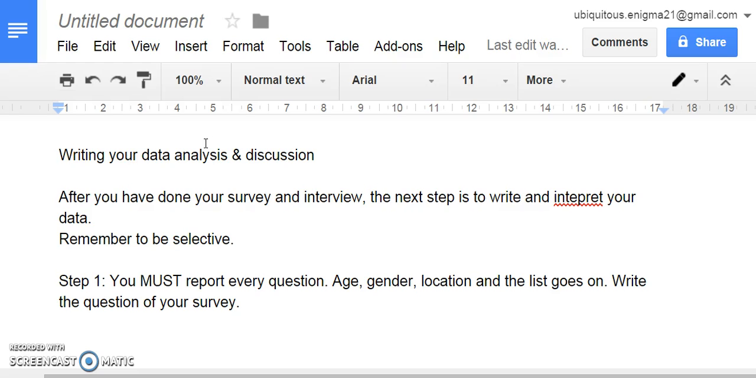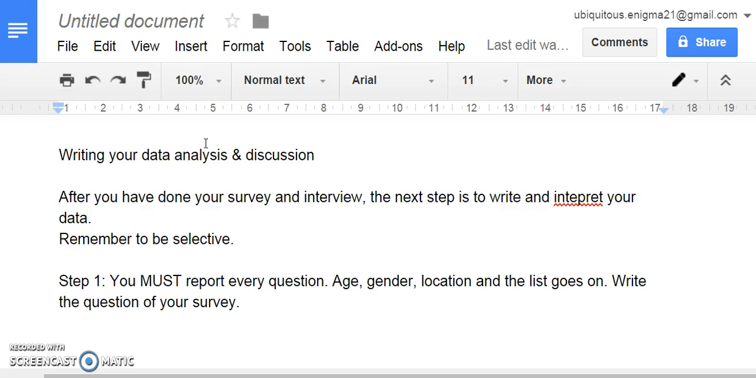Alright, so with your data analysis, what you need to know is, based on how many questions you have posted in your survey, you are to report the same amount of questions in your data analysis. What do I mean by that? If you remember the other day, I mentioned to you, the more questions you ask, the longer your chapter 4, your data analysis section, will be, because in your data analysis section, you are to report every single question that you have asked in your survey.